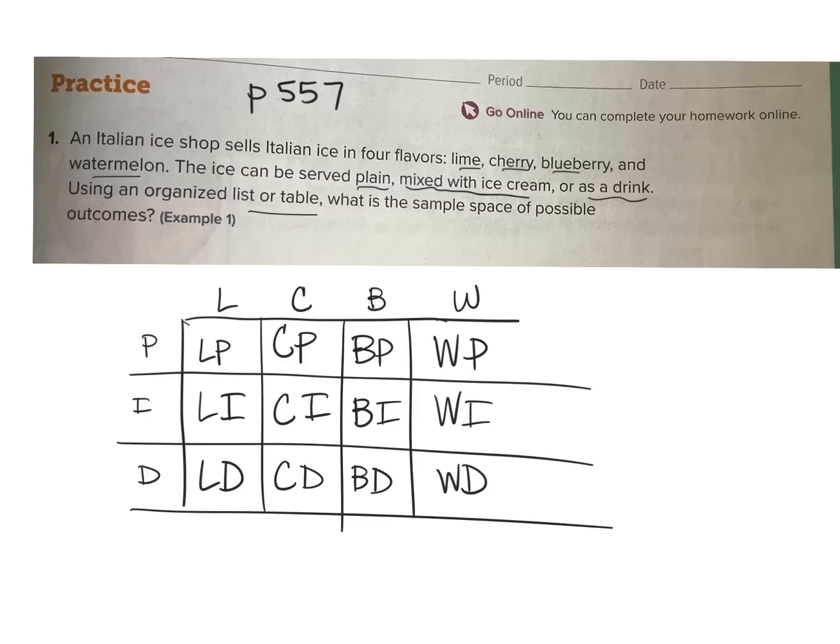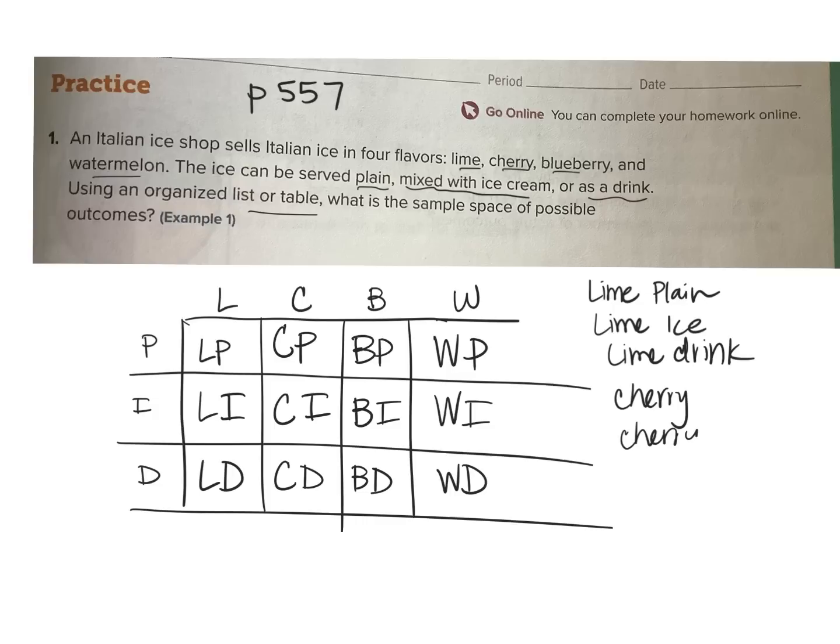Now, some people might like just listing it out like this: lime and plain, lime and ice cream, lime and drink. So you could go like that too. And then you could go to cherry and do the same thing 3 times, and then go to blueberry and do the same thing 3 times. And then you could also do watermelon, and you'll still come up with the same amount of options.